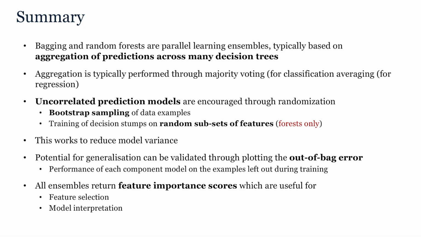The likely generalization performance of bagging and random forest models may then be inferred through plotting the out of bag error, which makes use of training examples left out from training each base learner as the result of bootstrapping, and these left out examples work to validate the likely performance on unseen data. Finally, a really powerful feature of all homogeneous ensembles discussed today is that they return feature importances. This tells us which features were most important for building a model, and so is useful for feature selection and model interpretation. So that's it for the section on bagging and forests.